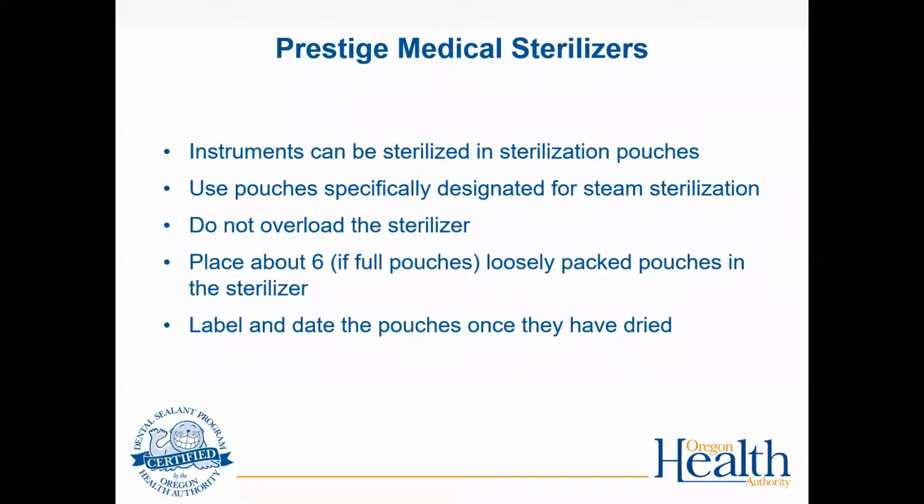For the Prestige medical sterilizers, they're the sterilizers that look like a pressure cooker. Instruments can be sterilized in the sterilization pouches, but they have to be specifically for steam sterilization, and don't overload the sterilizer. Place about 6 full pouches loosely packed in the sterilizer. Label and date the pouches once they have dried.